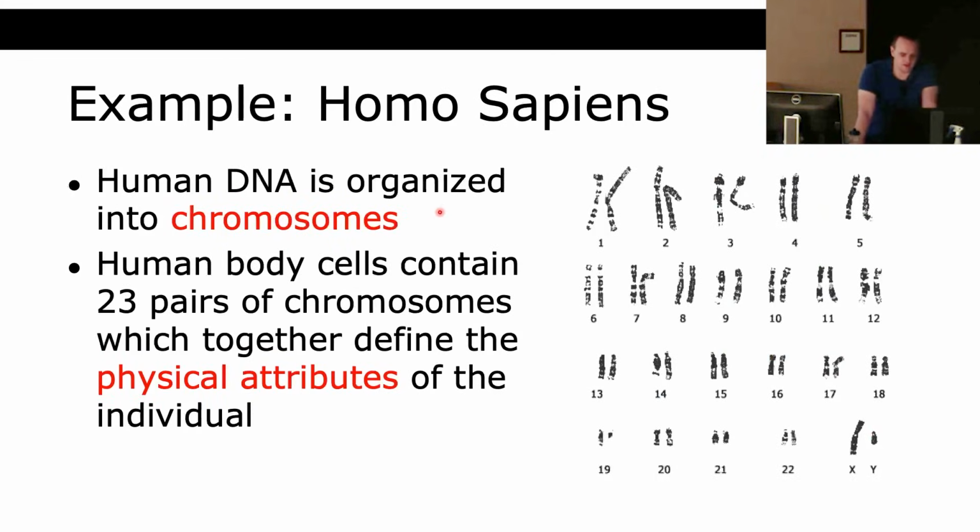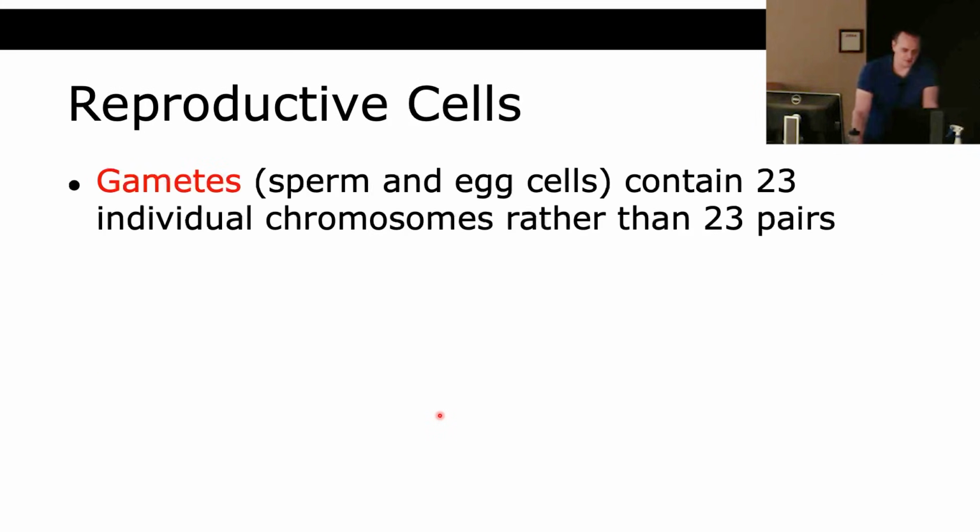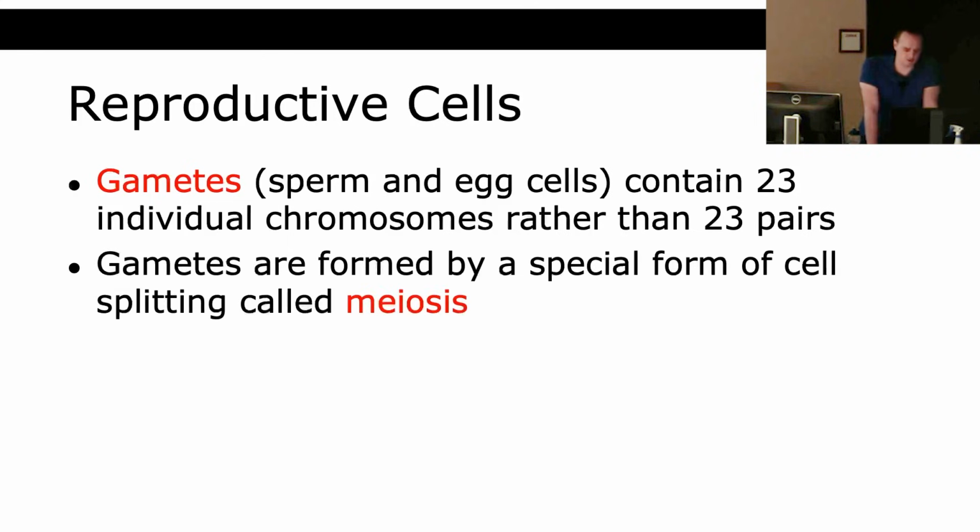Human DNA is organized into chromosomes. The human body contains typically 23 pairs of chromosomes, which together define the physical attributes of the individual. That's as deep as I'm going to get into it there. Reproductive cells, gametes, which are sperm and egg cells, contain 23 individual chromosomes rather than 23 pairs. And gametes are formed by a special form of cell splitting called meiosis.